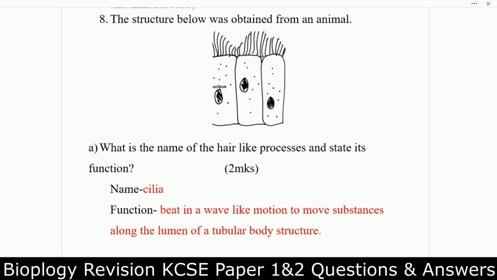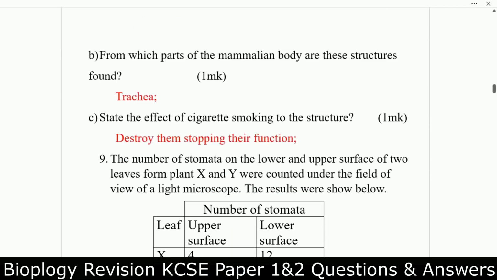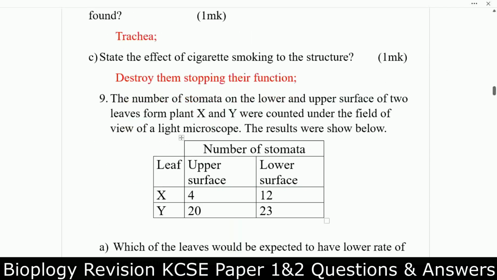Beat in a wave-like motion to move substance along the lumen of a tubular body structure. Next, you're told from which parts of the mammalian body is this structure found. That one is trachea. Number C, state the effect of cigarette smoking on the structure. How does the cigarette smoking affect this area here? How does it affect? So it destroys them, stopping their function.